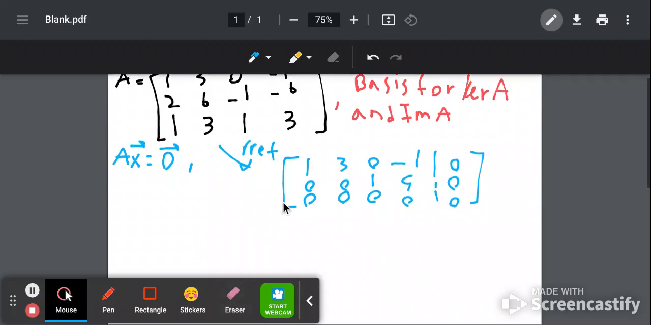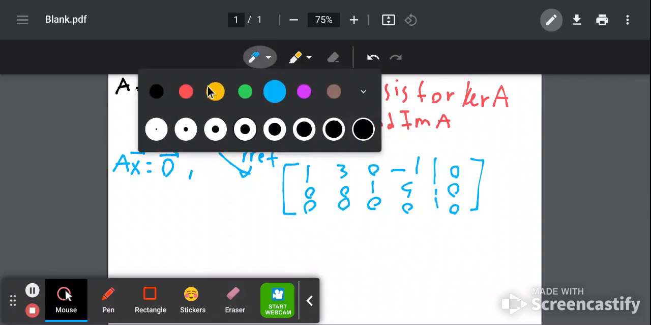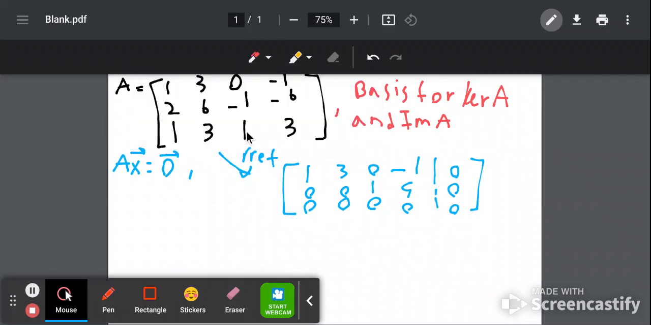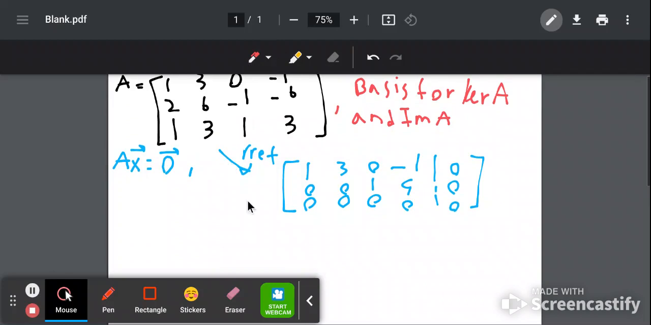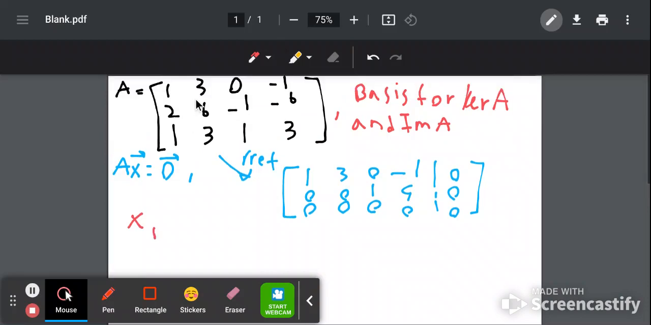This is a system of linear equations that has been written in matrix form. We've done the RREF and we found this. Now I'd like to write out what we have. Each row is an equation. There are 4 variables in this case, so we start with 4 variables and 3 equations.